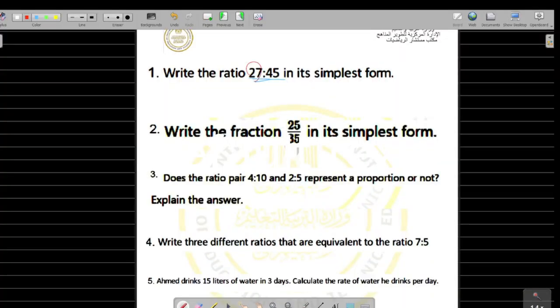Of course, we have here common numbers or a list of common multiples of them, or we can simplify these numbers easily. If you divide both by 9, 27 divided by 9 equals 3, and 45 divided by 9 will be 5. So the simplest form here is 3 to 5.